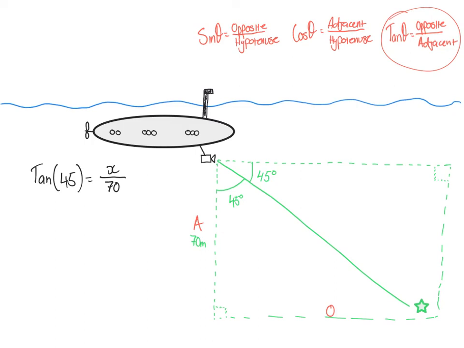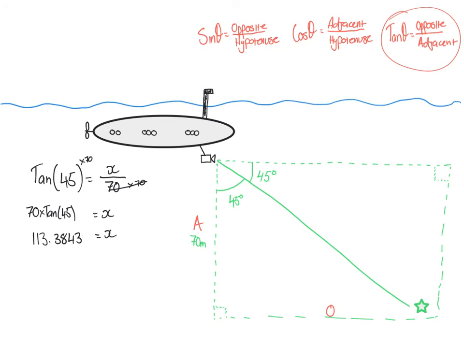There's only one unknown in this particular equation, so we can solve for x. If we can get x by itself, that will tell us how long the opposite side length is. So our first step is to try and get x by itself. Let's multiply both sides by 70 because that's the opposite operation of dividing by 70. So they'll cancel each other out. On this side, we'll be left with x. On this side, we'll be left with 70 times tan 45. Great. So at this point, I'd get my calculator out and I'd type in 70 multiplied by tan 45.